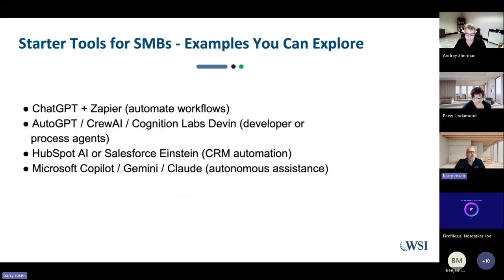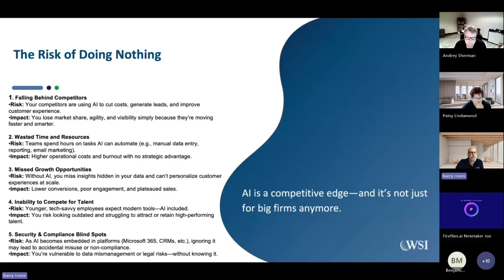So here's a couple of examples of some tools. And this may not mean much to you. These are very specific examples. But if you're in workflows, ChatGPT and Zapier is a nice flow there. If you use CRM, HubSpot has built-in AI, as does Salesforce. And then you've got your Microsoft Copilot, if you're a Microsoft shop, you've got your Gemini, you've got your Claude, and these are starter tools for autonomous assistants as well.